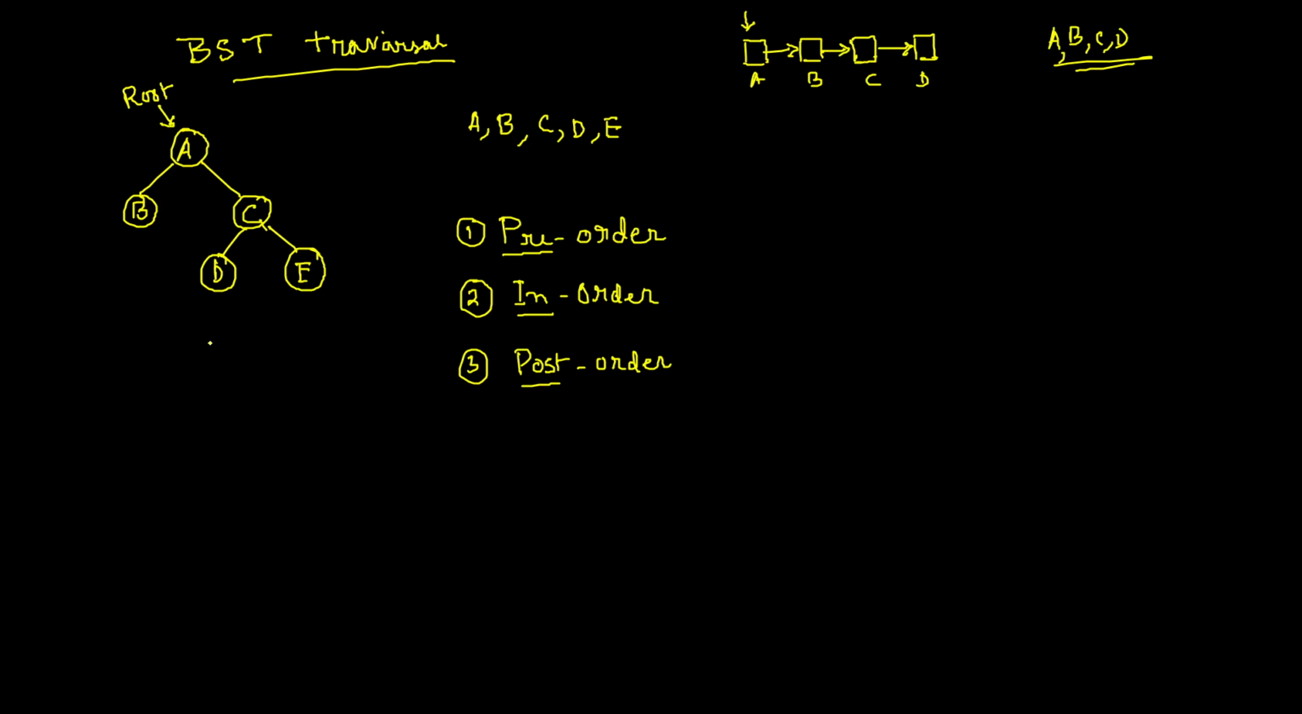Consider that we have a node, this is the parent considered as N, its left child considered as L, and its right child considered as R. Then the order in case of preorder will be N, then L, then R. That means first the parent will be visited, then the left child will be visited, then the right child will be visited.